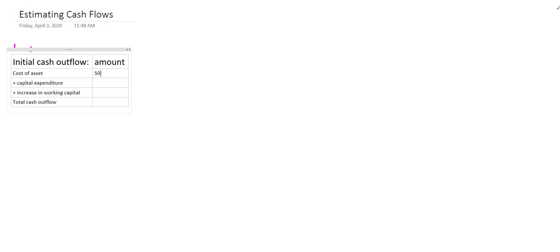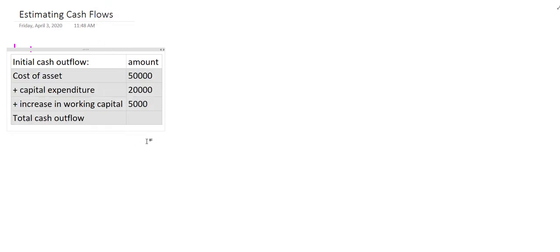Cost of the machine was equal to 50,000. Capital expenditure in the form of shipping was how much? 20,000. Working capital increased by how much? By 5,000. So if you sum up all of them, you get 75,000. But first of all, let us increase the font size. So the total becomes equal to 75,000. This 75,000 can be considered as the total amount of initial cash outflow.